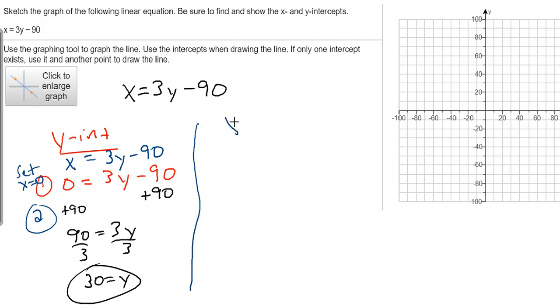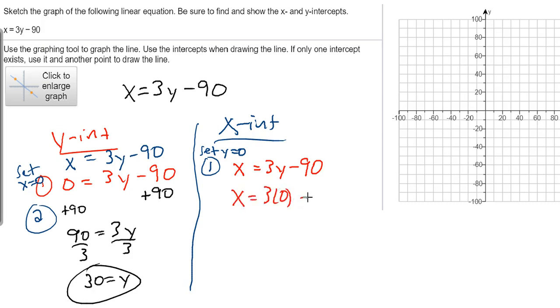My x-intercept, we find that by step 1, set y equal to 0. So we're going to take the same equation, x equals 3y minus 90, and we will set y equal to 0. When you set this equal to 0, 3 times 0 is just equal to 0. 0 minus 90 is just going to be negative 90. Sorry, I didn't put step 2, but step 2 is now solve this for x. You get x is equal to negative 90.